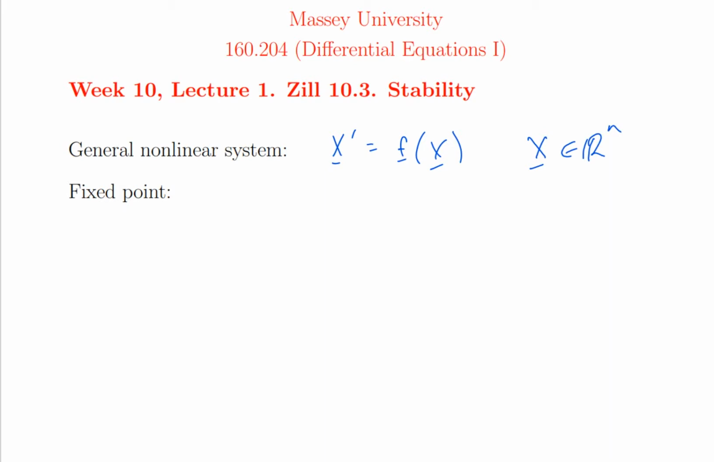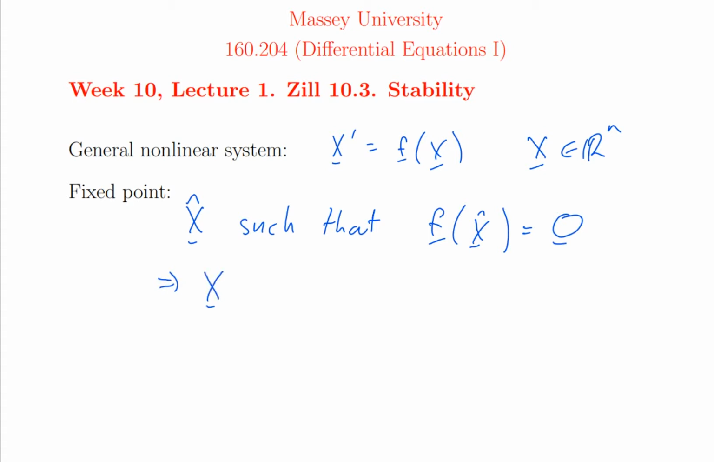Well, you can find the fixed points. So that is a point x hat, we'll call it, such that f of x hat is 0. So that means, if you can find such a point, that x of t equals x hat for all t is a solution. They're the constant solutions. If you start at that point x hat, you will stay there forever. And you can find them by solving a system of algebraic equations, namely f of x equal to 0.